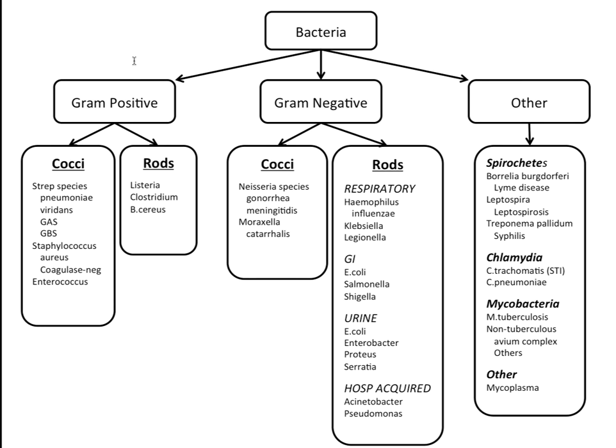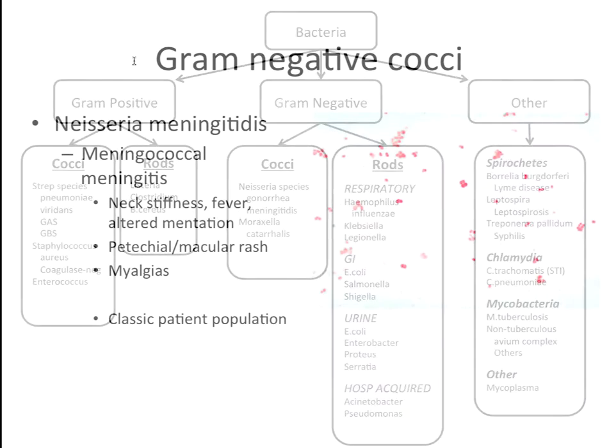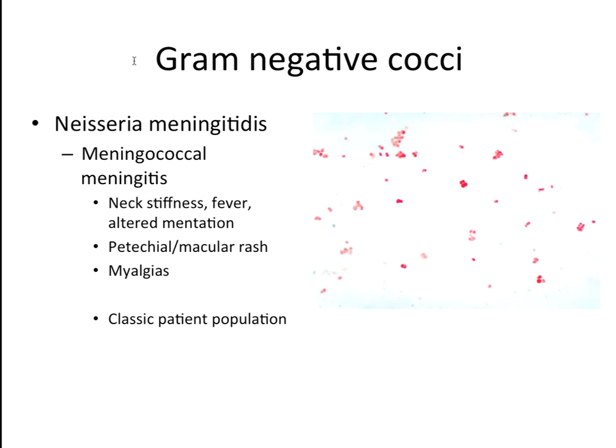On to gram-negative cocci. There's just 3 main ones I want to bring up: Neisseria meningitidis, Neisseria gonorrhea, and Moraxella catarrhalis. First, Neisseria meningitidis. Meningitis caused by Neisseria meningitidis can present less classically than pneumococcal meningitis. Although neck stiffness, fevers, and altered mentation still occur, the complete triad is only present in about a quarter of patients.